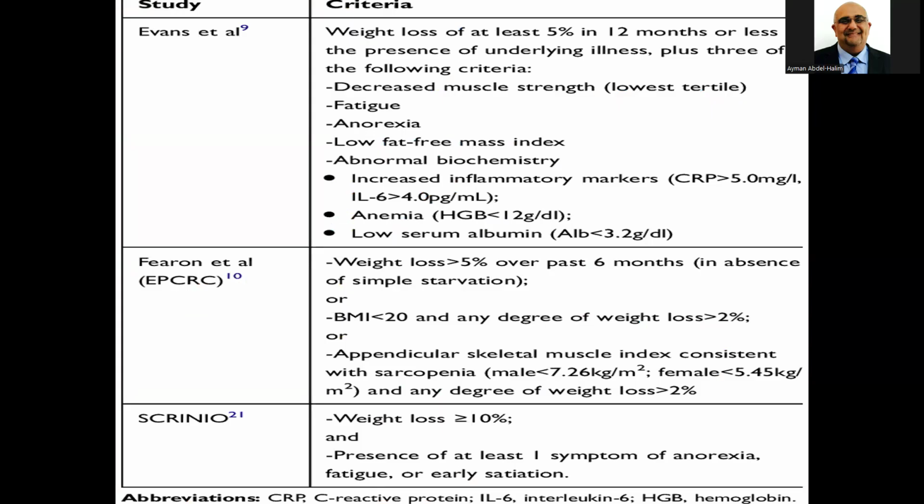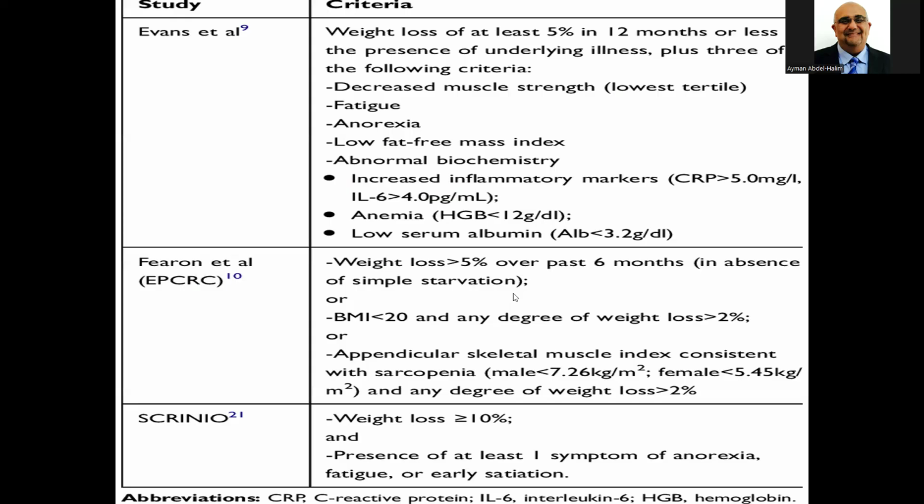There have been many descriptions of cachexia, and one of them is Evans, another one is Fearon, and the last one is Screnio. With Evans, he said weight loss of more than 5% in 12 months or less, decreased muscle strength, fatigue, anorexia, low fat free mass index, and abnormal biochemistry, with increased inflammatory biomarkers like CRP and interleukin-6, anemia, and low serum albumin.